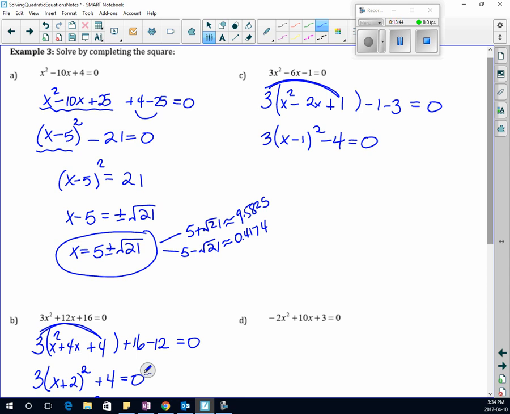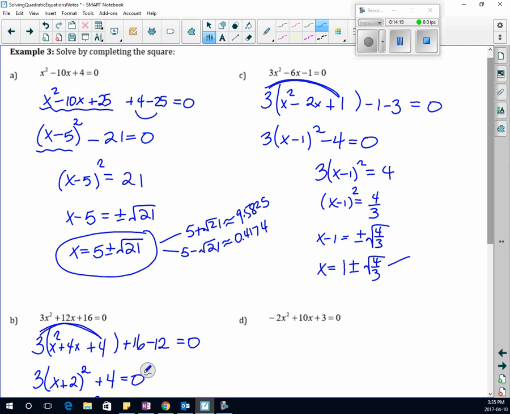Now I need to finish it off. So how do I finish this off? I need to move the 4 over. So 3 bracket x minus 1 squared equals 4 when I move it over. Then I divide by 3. I get x minus 1, the whole thing squared, equals 4 over 3. Square root, I get x minus 1 equals plus or minus the square root of 4 over 3. And then x equals, if I add 1, I get 1 plus or minus the square root of 4 over 3.